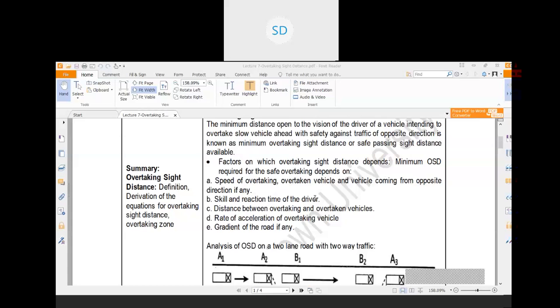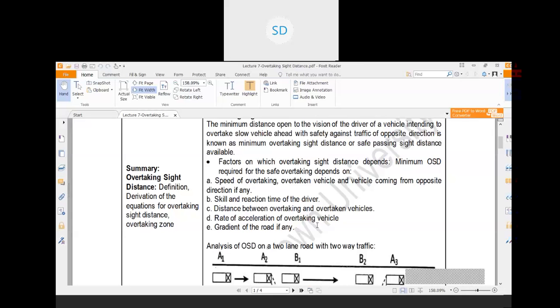Here one thing we need to consider is that the reaction time in overtaking sight distance is considered as 2 seconds, but in the stopping sight distance it was considered as 2.5 seconds. But in this overtaking sight distance consideration, we will consider reaction time as 2 seconds. Just remember this. The distance between the overtaking and overtaken vehicles is called spacing. Then there is the rate of acceleration of the overtaking vehicle, and if there is any gradient, that also affects the overtaking operation.